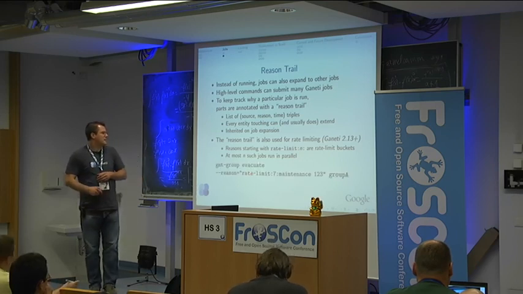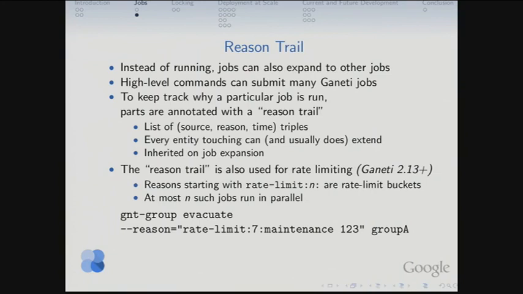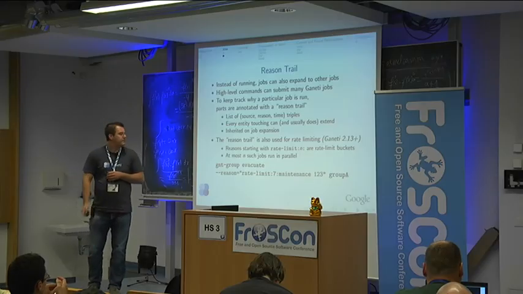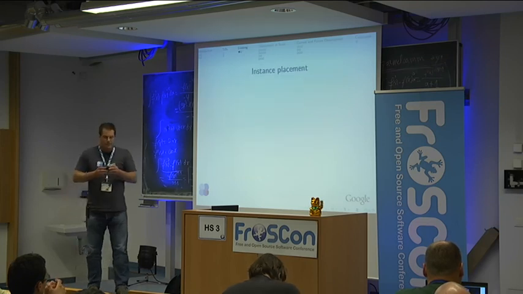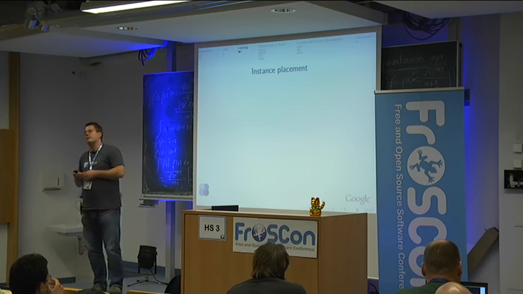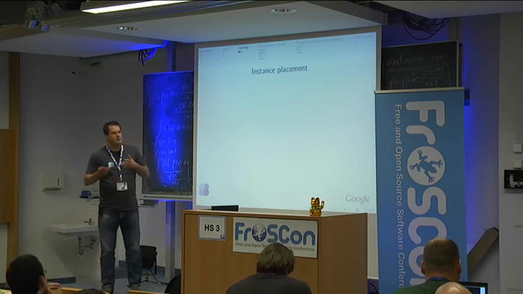So a typical example is that you want to evacuate a group, but only move 7 instances at the same time, because otherwise we'll have too much load on the switch. Then you just specify the reason why you're doing it. You start with the magic string rate-limit, the number, and then some human readable explanation why you're evacuating the group in the first place, typically a reference to some planned maintenance or to some bug or whatever. That's the reason trail. And more fine-grained job control is being planned.